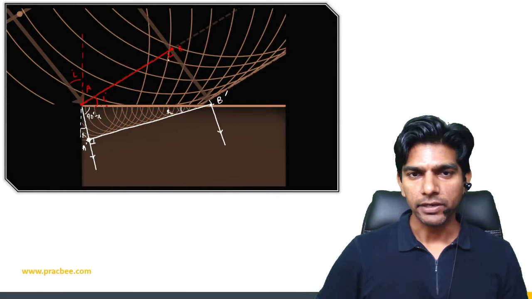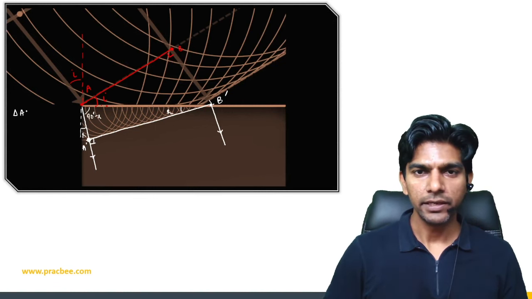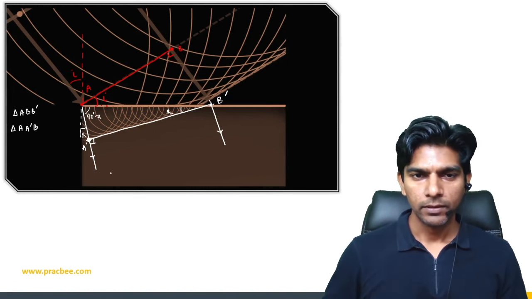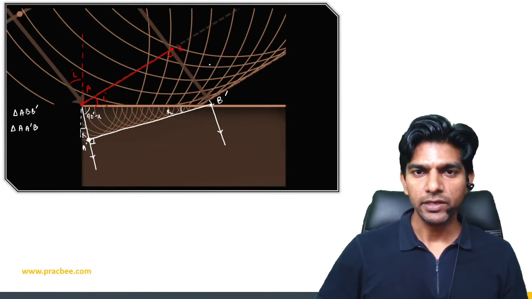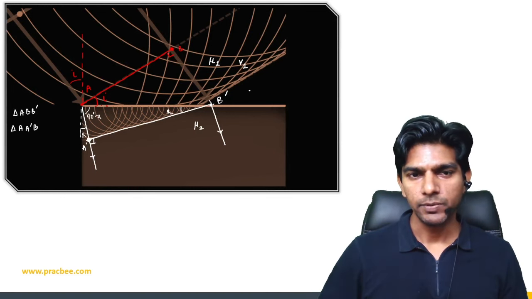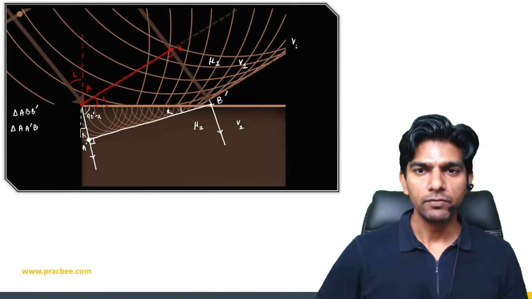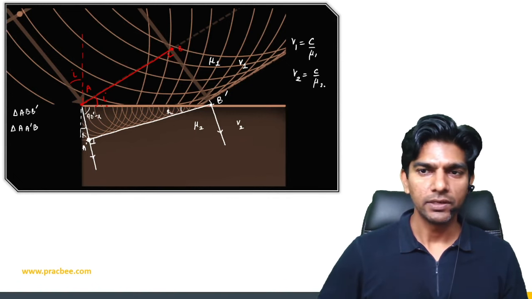Now we have two right angle triangles. So there are two right angle triangles, triangle A, B, B prime, and there is another right angle triangle which is A, A prime, B. And let us say this medium has a refractive index mu1, and this medium has a refractive index mu2. And the speed in this medium is v1, and the speed in this medium is v2. And we know that speed v1 will be given as speed of light in vacuum divided by the refractive index. Similarly, v2 can be written as c divided by refractive index.